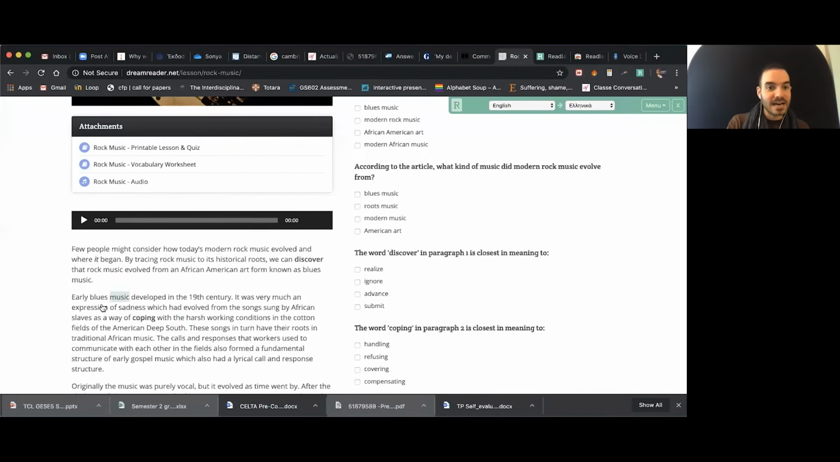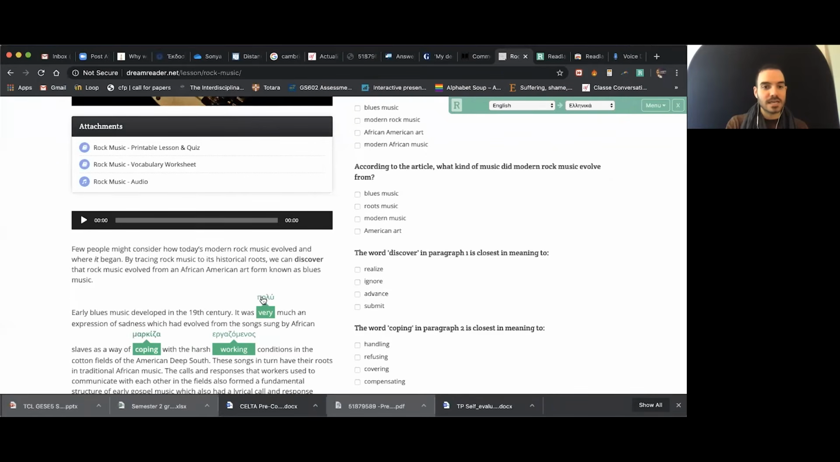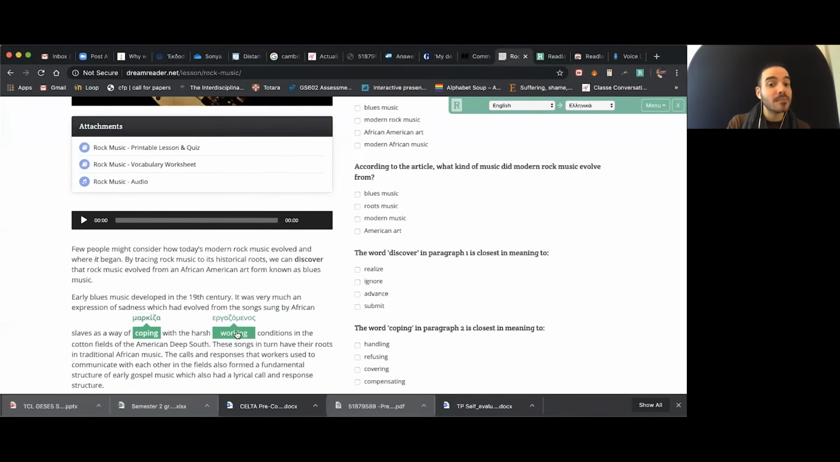And now here, do you see what's happening? When I get my mouse over each word, it becomes green. So if I go back to the word coping that I didn't know before, if I click on this word, I get the meaning of this word here. And it does it on the text. And if I want it to disappear, I click on the word again and it disappears.